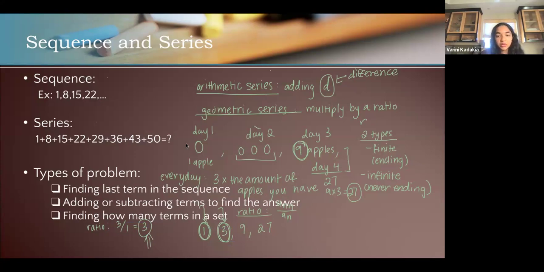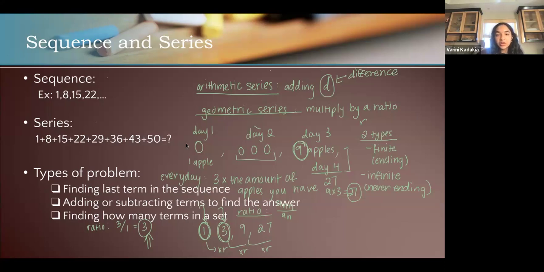Does that make a little sense? Is anyone still confused? The ratio is basically what you multiply by to get the next term. So I'd multiply 1 by r to get 3. Then I multiply 3 by r to get 9. And then I multiply 9 by r to get 27. Everyone get that?